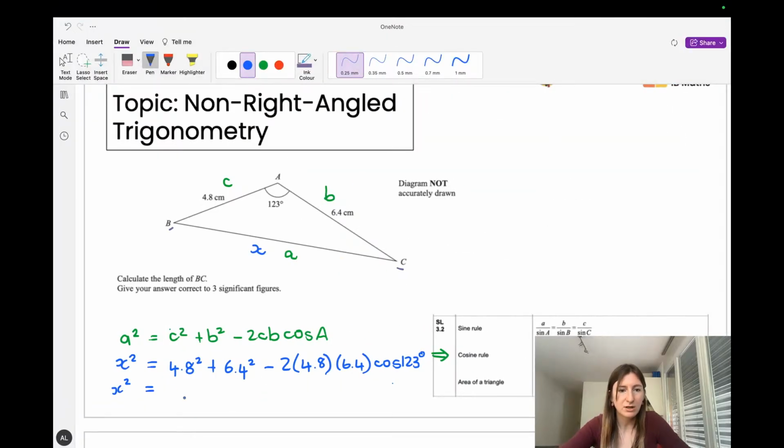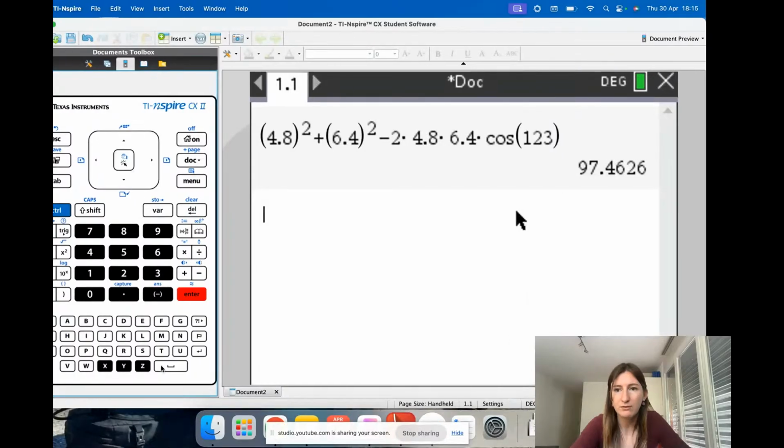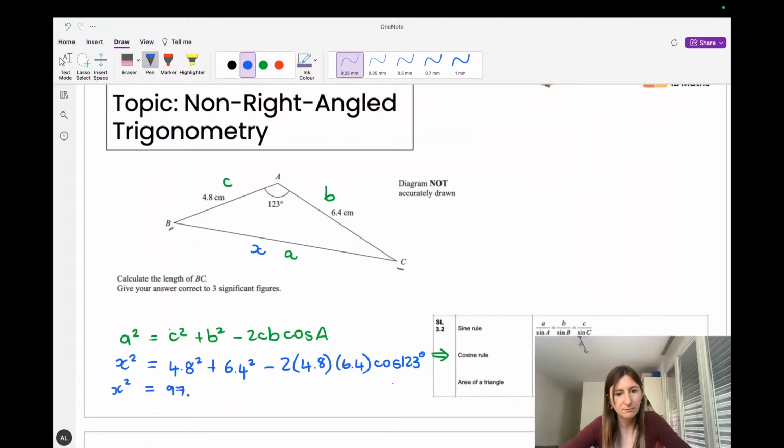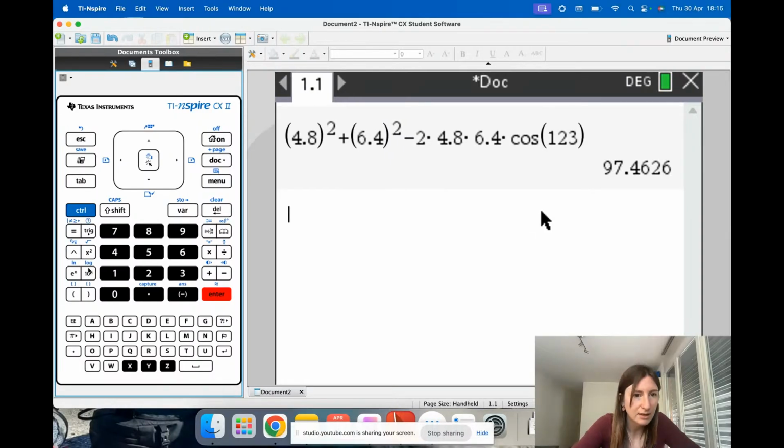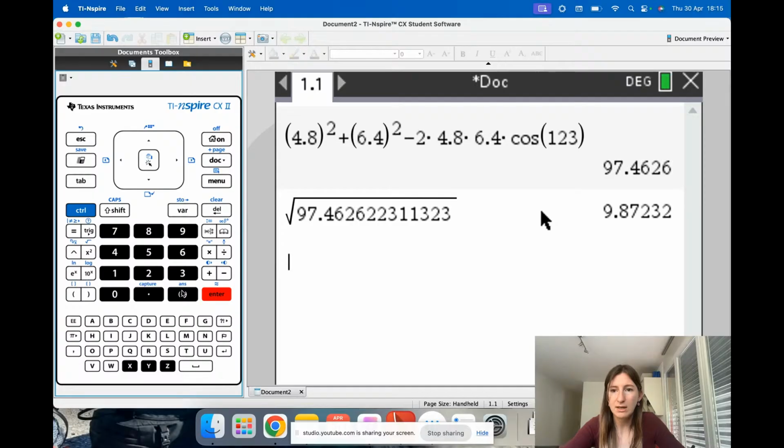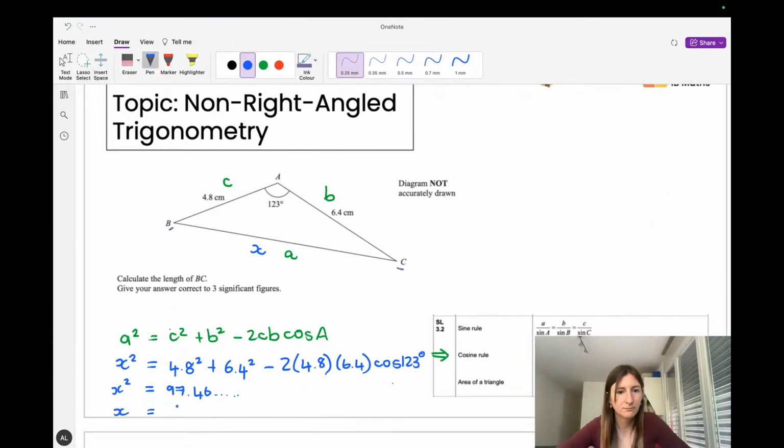Oh, but I'm not finished, so I'm actually going to take the whole thing. 97.46 something. I'm not at the end, so I can finally square root. And actually, I could have just gone here and done a square root over the whole thing. And I want my answer, 9.87. And my unit was centimeters.